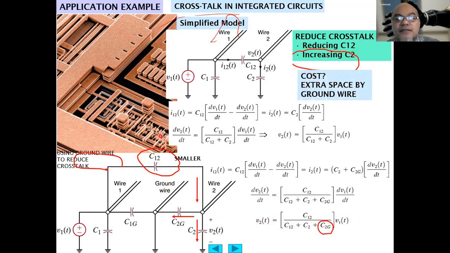If we want to increase the C2, on the other hand, then we have to put extra wire, extra space in the ground wire.